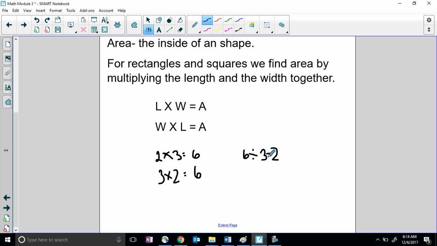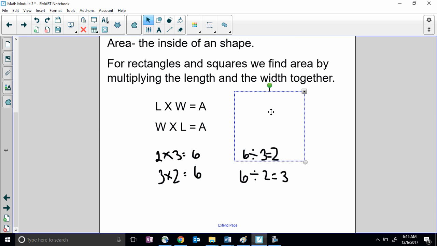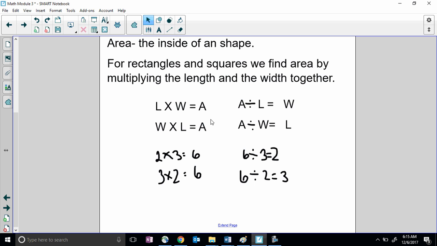Let me put an equal sign here. And then I could switch these, because 6 divided by 2, if I put 6 into 2 equal groups, I get 3. Interesting. So that means that I could write it backwards with division and find a missing side, where I have area divided by a side equals a side. So multiplication and division are opposites.